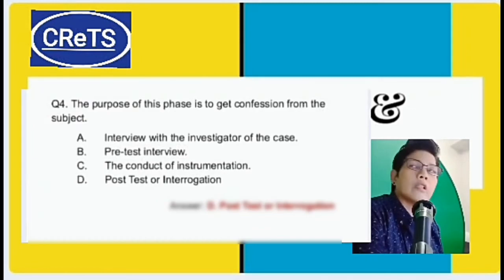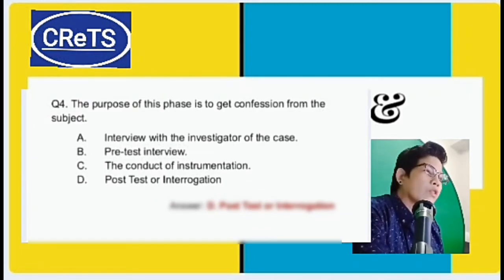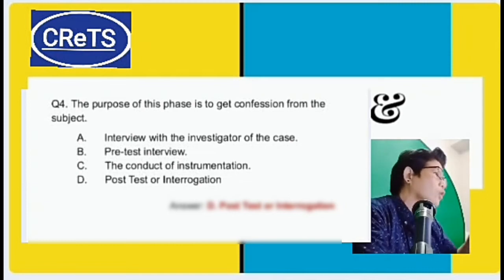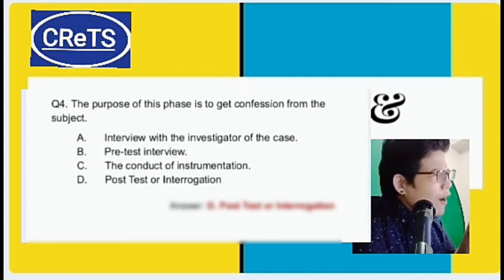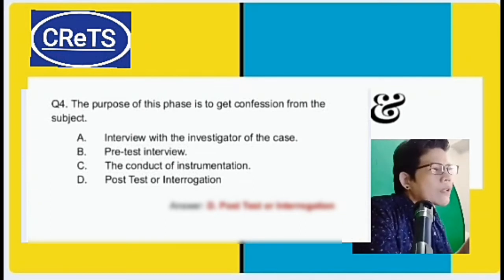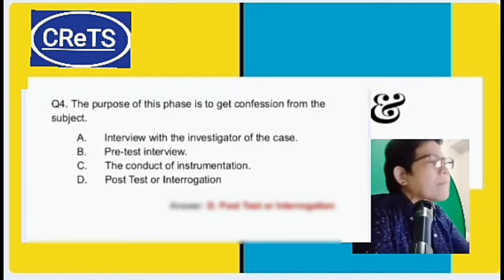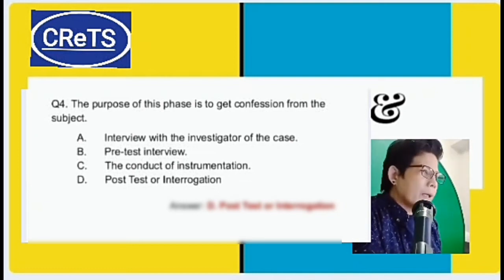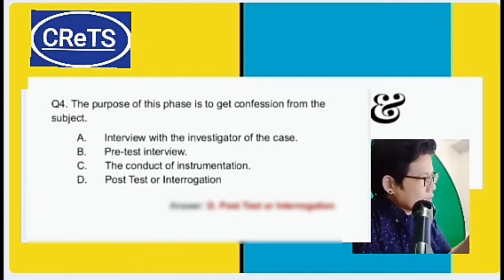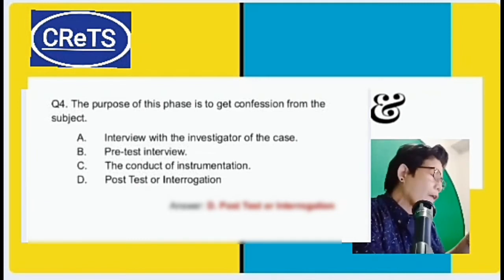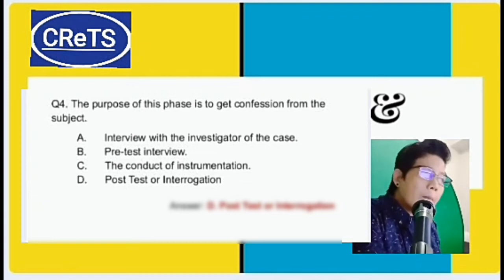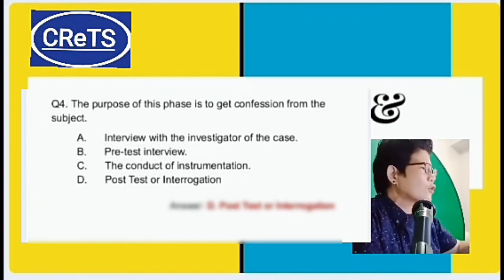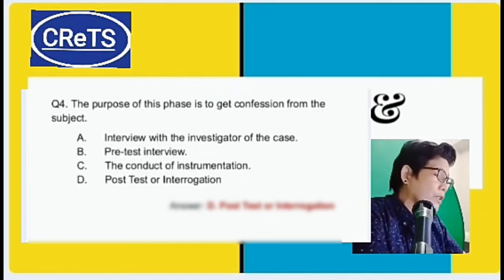Question number 4. The purpose of this space is to get confession from the subject. So, meron kang ini-aim. May purpose. Okay, you need to analyze it. Minsan, ang hirap ng tanong, class. Sasabihin ko sa inyo, minsan, napakadali naman. 5, 10, 15, ilan? Diba? Okay, may purpose daw. What is the purpose? Then answers the 5 W's and 1 H again. What is the purpose of the space? You need to get confession from the subject.